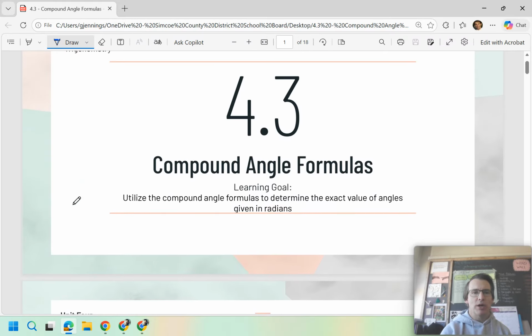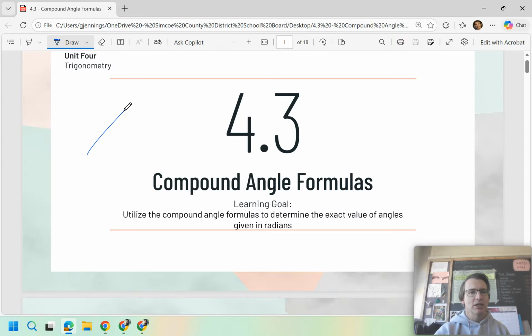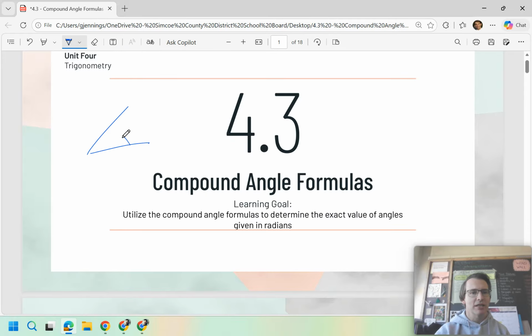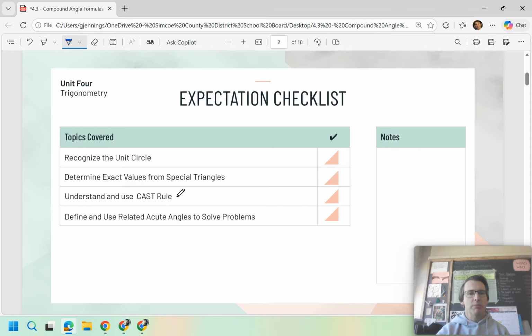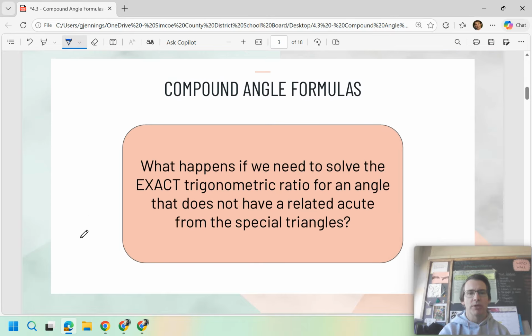Compound angles is when we have situations like this, theta plus beta or something like that. We've got two angles in there. So let's take a look. We're going to be applying CAST rule today. We need our exact values from special triangles. We're going to be using the unit circle, and we're also going to be learning our compound angle formulas.